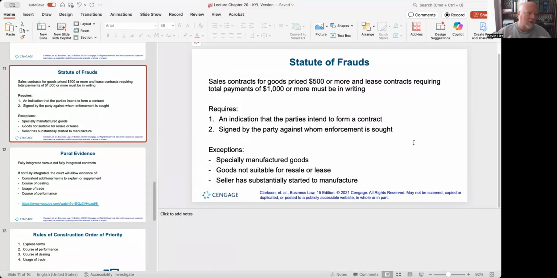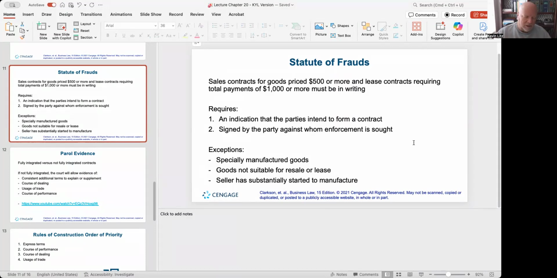So somebody can't just later come to the court, commit fraud, and say, oh, yeah, this was a contract when it wasn't. So, under the Statute of Frauds, if something is a sale of goods, $500, or lease payments more than $1,000. You remember what goods are.